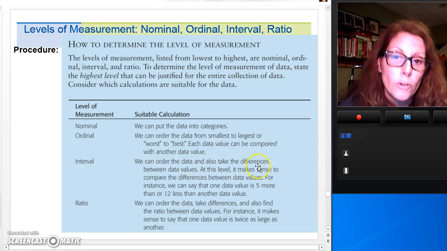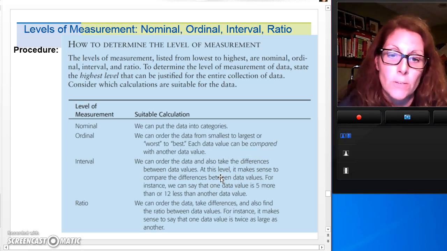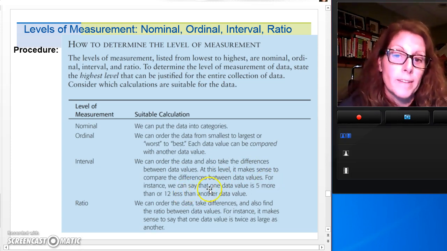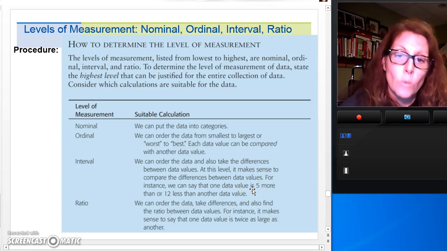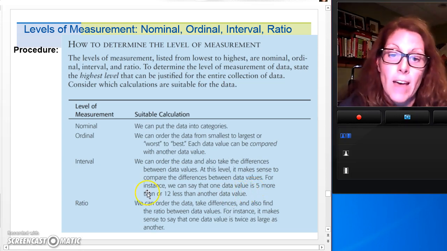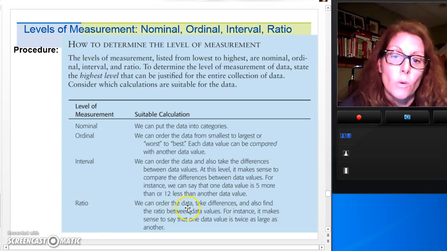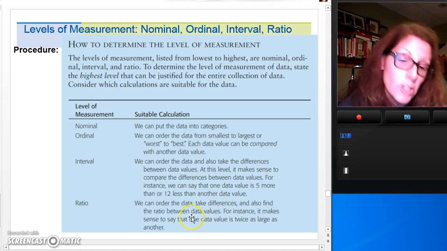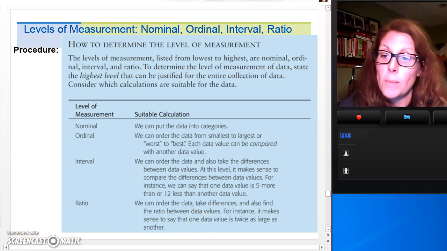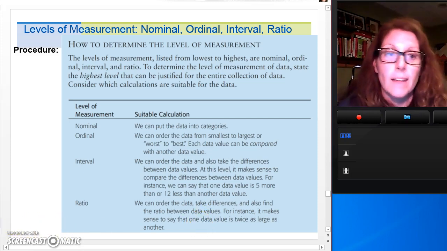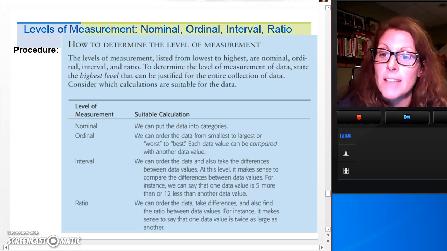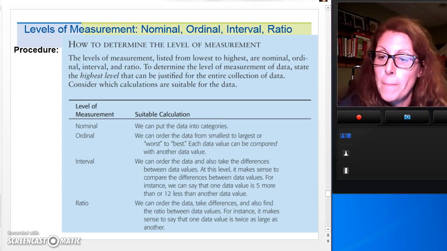Interval, we're still ordering the data just like in ordinal, but now we can find meaningful differences between data values. We can calculate differences that mean something. So for example, we could say one data value is 5 more than or 12 less than another data value, and that means something meaningful. And then finally, ratio. We can order the data, we can find differences that have meaning, and we can also find ratios between data values. And again, we'll come up with a number of examples of these, and we can discuss and debate where we think different types of data might fall.